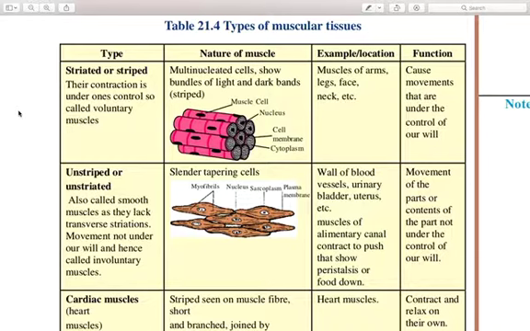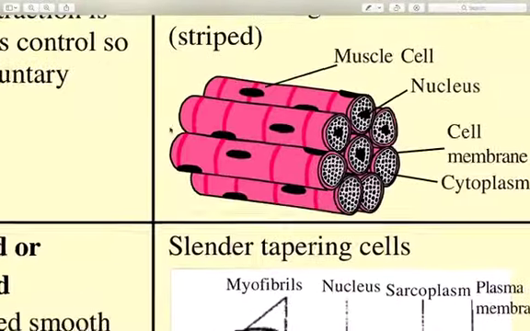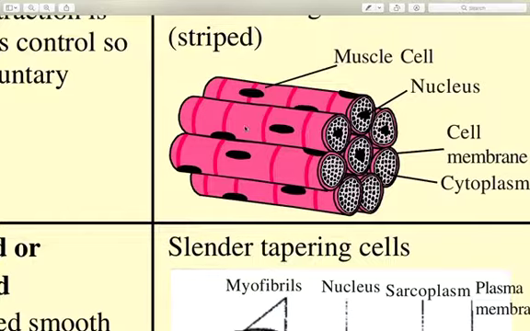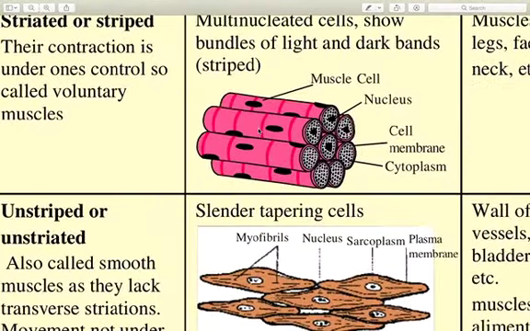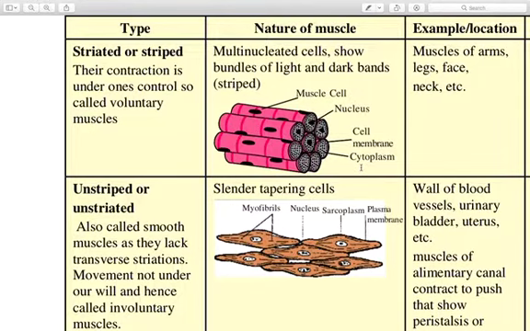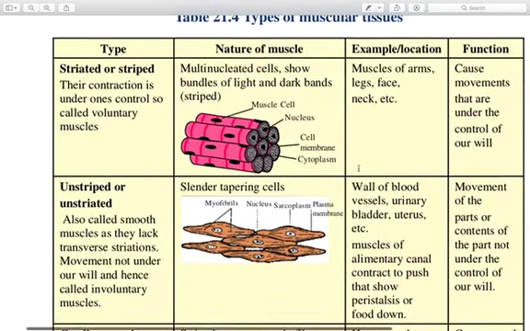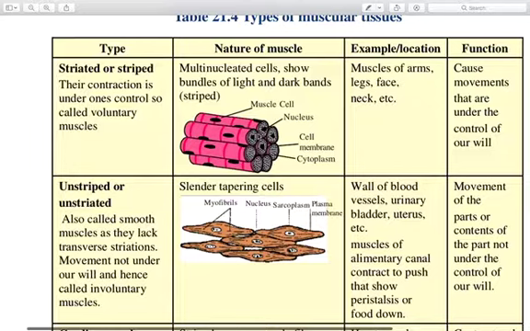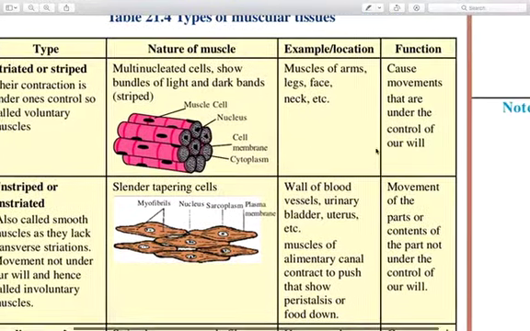The nature of the muscle is that they are multinucleated cells. Cells will have more than one nucleus. They show bundles of light and dark bands, striped, like this. Here you can see the dark bands and the light bands. That's why they are called striated muscles. Here this is the structure. You have the nucleus here, the muscle cell, cell membrane, cytoplasm, everything is present.